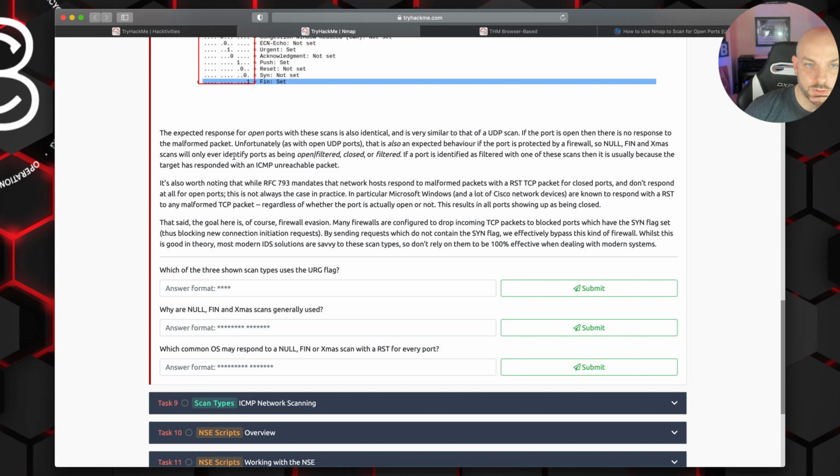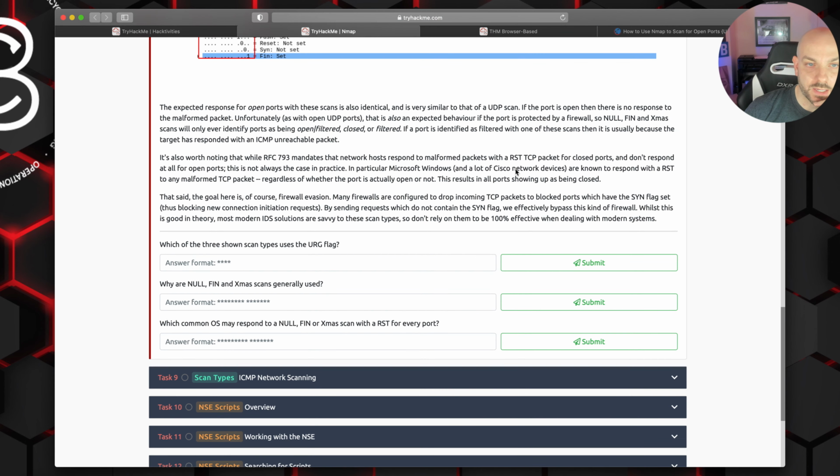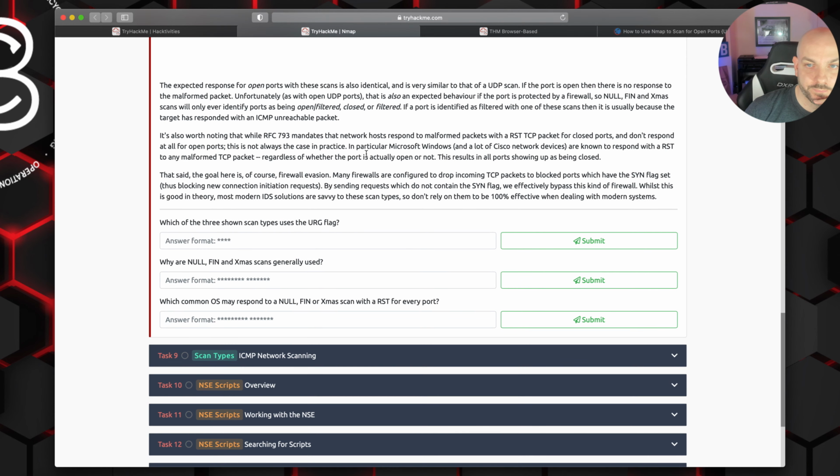So we'll only ever identify ports as being open, filtered, closed, or filtered. If a port is identified as filtered with one of these scans, it is usually because the target has responded with an ICMP unreachable packet.